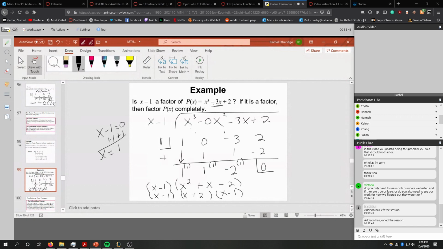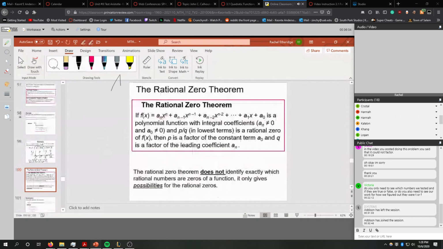Now, we could set those equal to 0, and that would give us the actual zeros of that polynomial. And we're going to be doing that as well. For this lesson, all it asked us to do was factor it. So it didn't ask for the actual zeros. So I'm going to show you how to get the possible rational zeros.